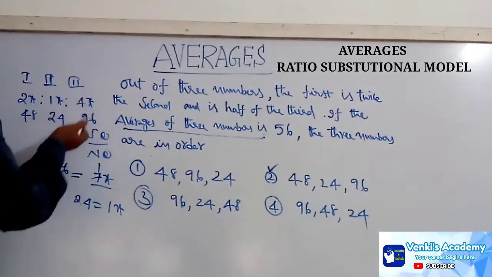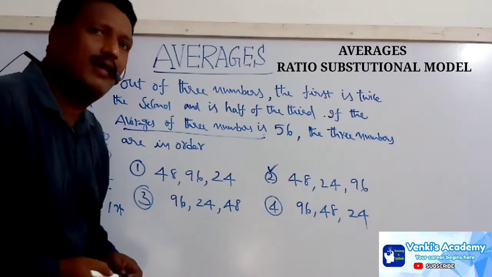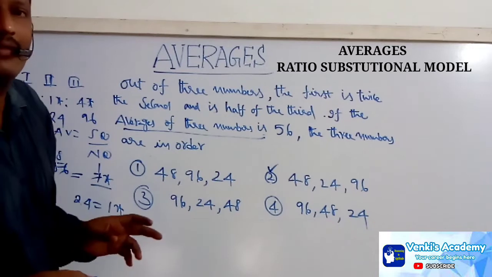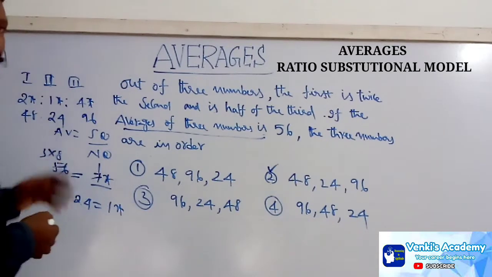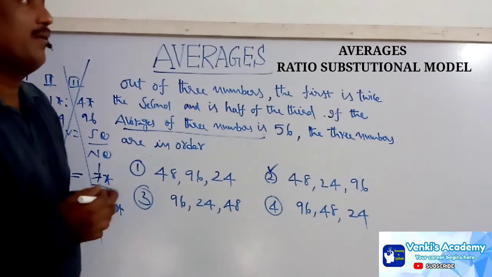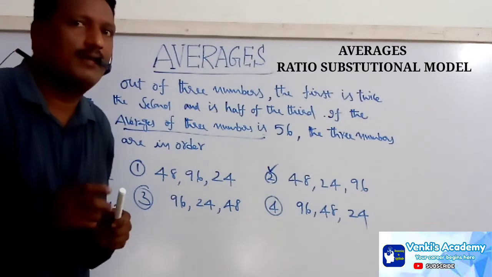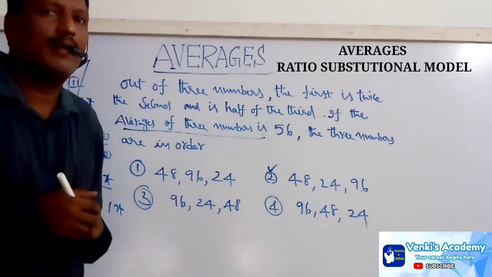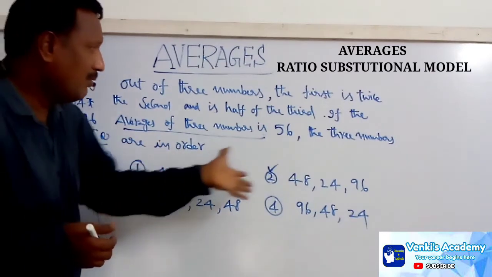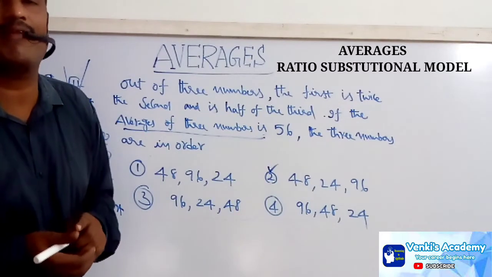But if you do this type of method, it takes so long in online exams. Please avoid this. Don't use this type of method. Whenever you get a ratio problem, use the trial and error method. What is the meaning of trial and error method? Just by substituting the options, we can get the answer easily within a fraction of seconds.